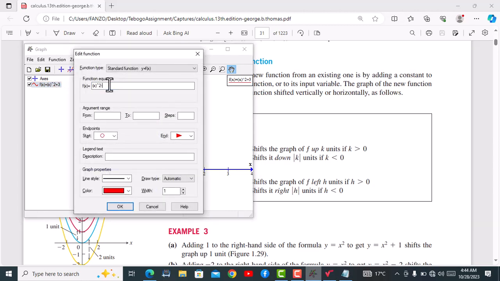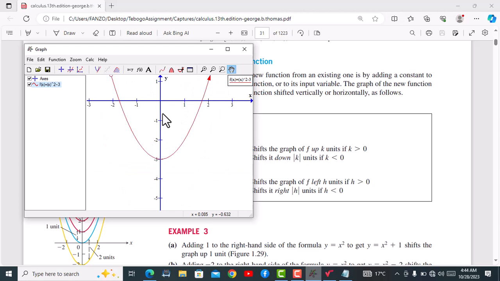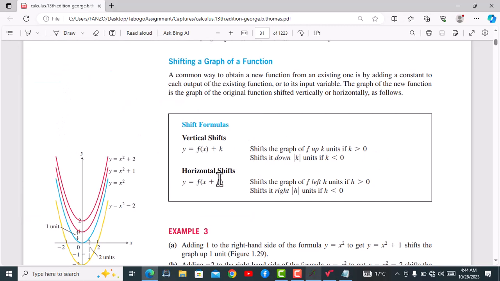The graph goes 3 units upwards, and I can take the function down by using a minus 3, and the graph will go 3 units downwards. So you are just adding. You have a function and then you are moving the function up or down by adding a constant, positive or negative. And then we can also have a horizontal shift, taking the graph to the left or to the right. And then how do we do that?